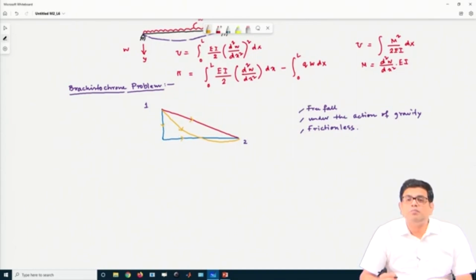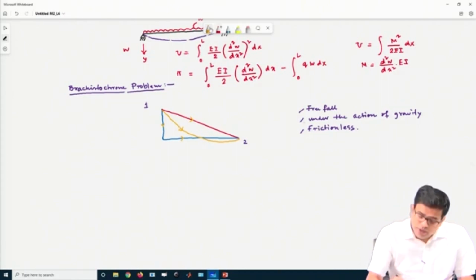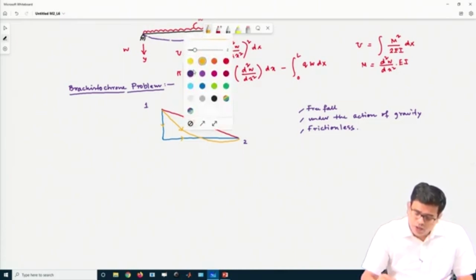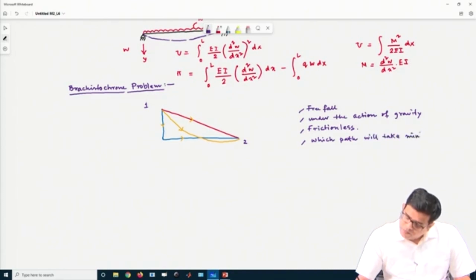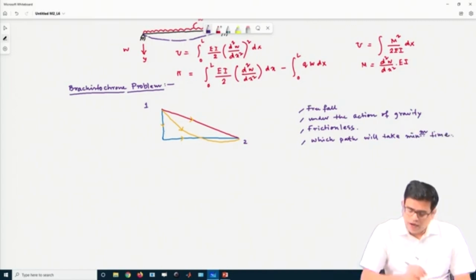Now which of these paths will be the path for which the time taken will be minimum? So that is our problem. Which path will take the minimum time? So how should I find out?